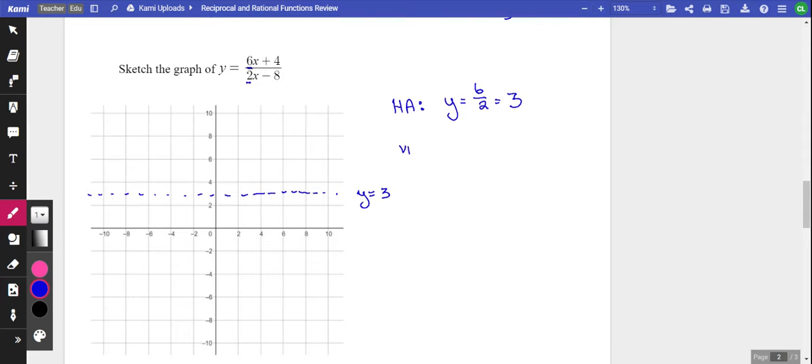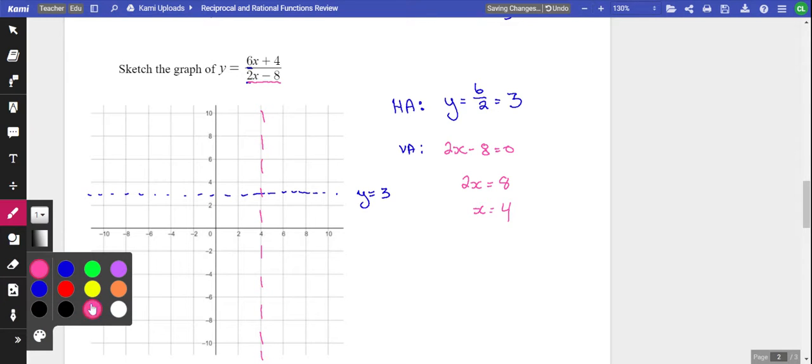For the vertical asymptote, we need to take our denominator and set that whole thing equal to 0. So we're going to have 2x minus 8 equals 0. 2x equals 8. X equals 4. So now I have a vertical asymptote way over here at x equals 4. So that gives me my 2 asymptotes. Now we need to do the intercepts.